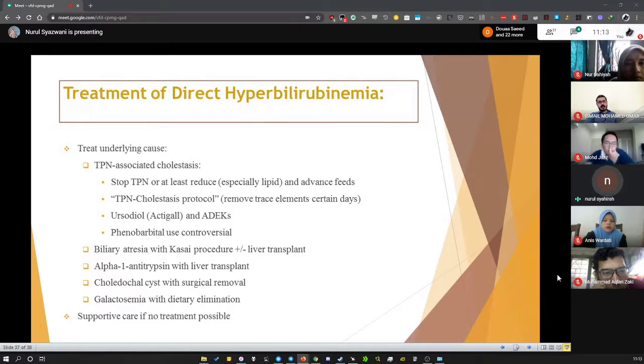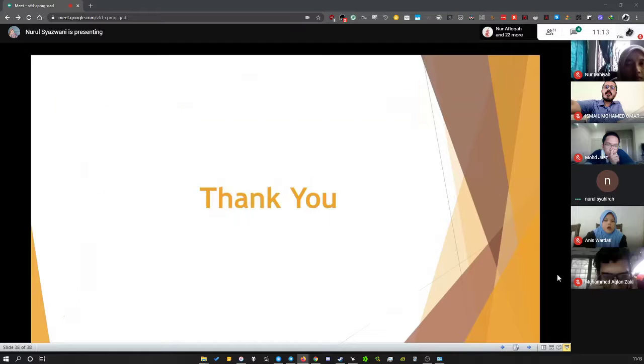However, the phenobarbital use is controversial, and if the baby has biliary atresia, we must do the Kasai procedure with or without liver transplant. For alpha-1 antitrypsin deficiency, we must do a liver transplant. For tyrosinemia, diet with surgical removal, and for galactosemia, a lactose-free milk, and supportive care if there's no treatment possible. That's all.